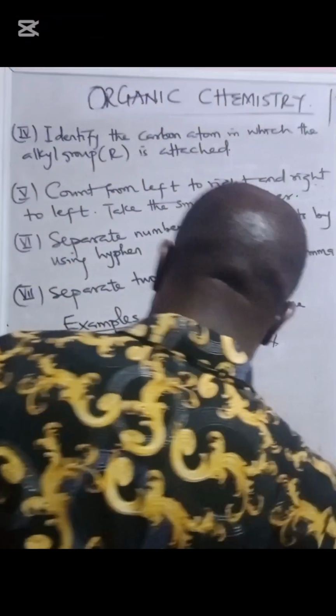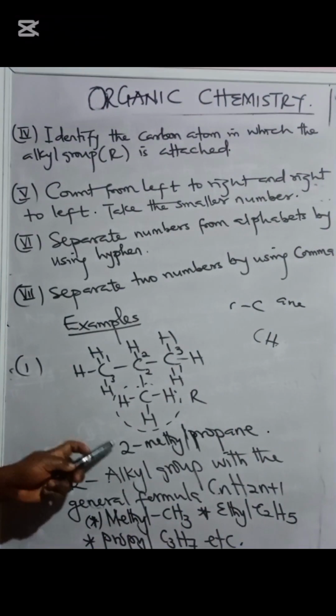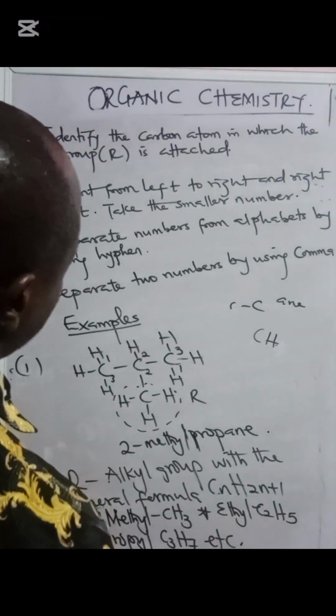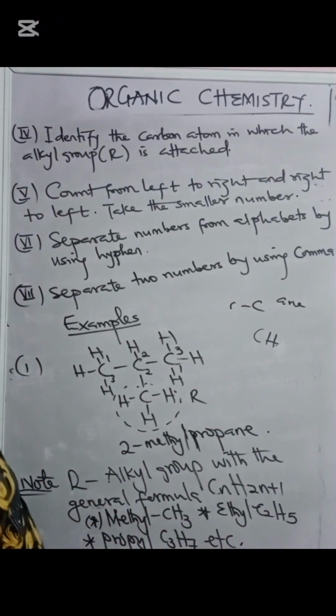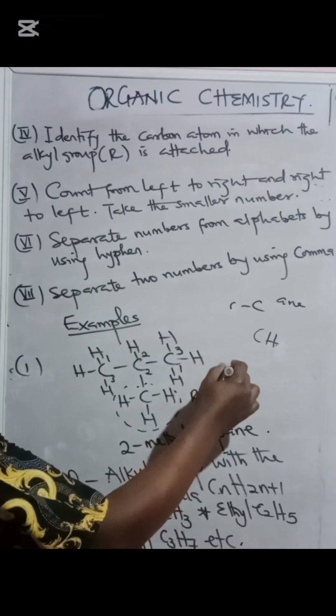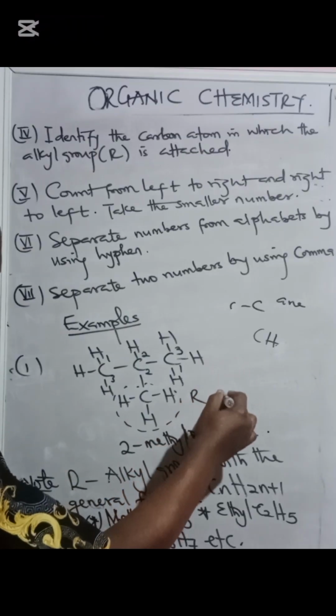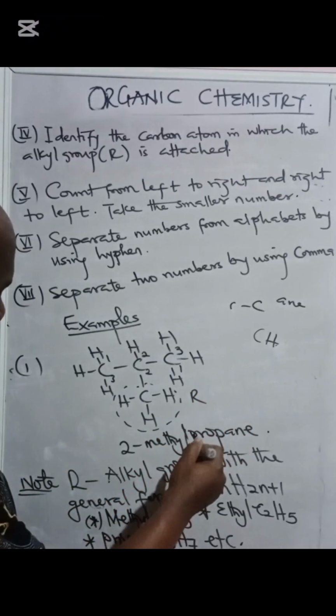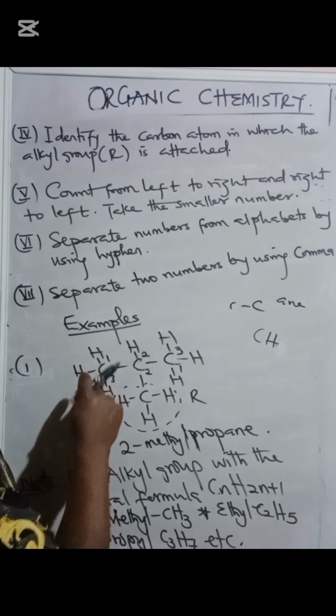So this first example is called 2-methylpropane. Watch out for the next video, where we shall continue from where we stopped. That is naming of branched chain alkanes.